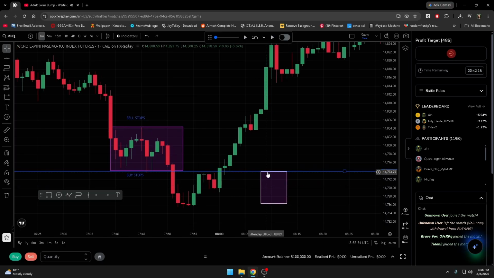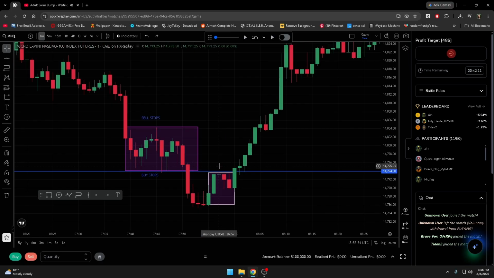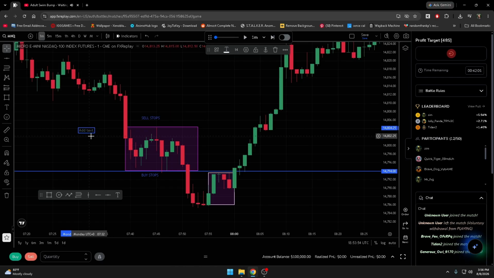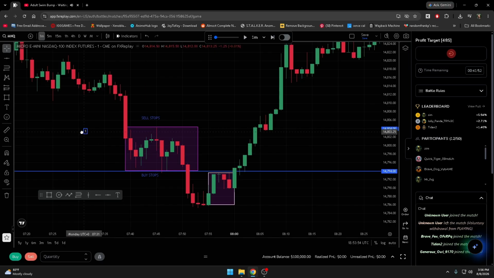Wow. Control Z, Control Z. Okay, great. My text box right there. Alright, whatever. I'm just gonna take my text over here, write it down, and put it over there so it doesn't disappear. Visual order, bring to front. Alright, now that should be right.